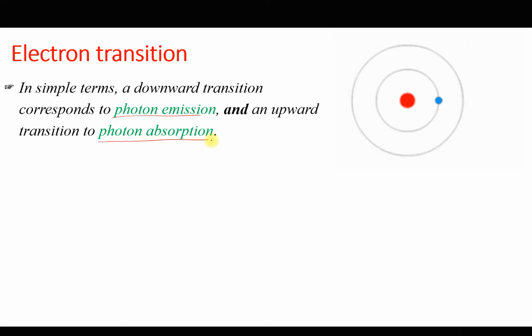photon absorption. So this animation here demonstrates what happens when a photon arrives and is absorbed by an electron. We notice that the electron moves to a higher energy level. And when the electron loses the photon, the electron moves to a lower energy level, as demonstrated by this animation here. So a downward transition involves photon emission, and an upward transition involves photon absorption.